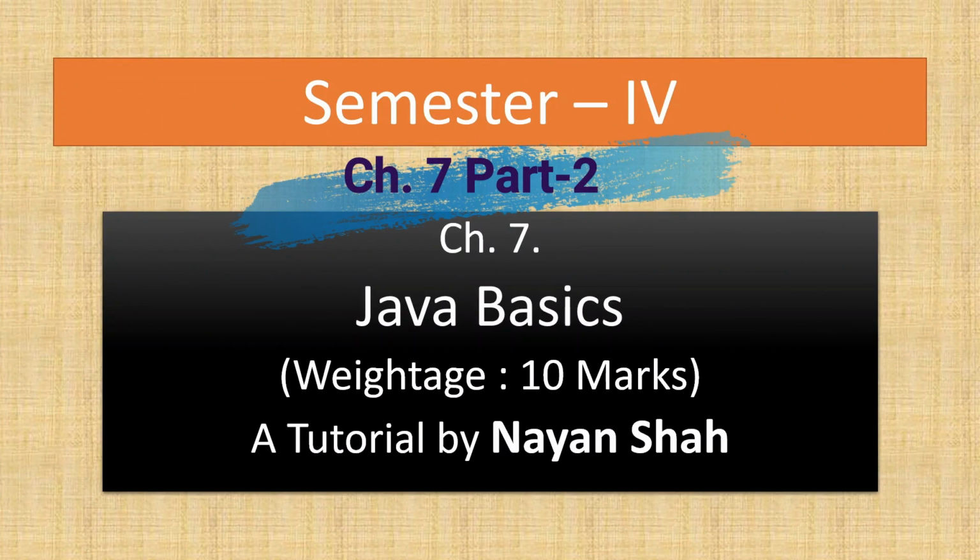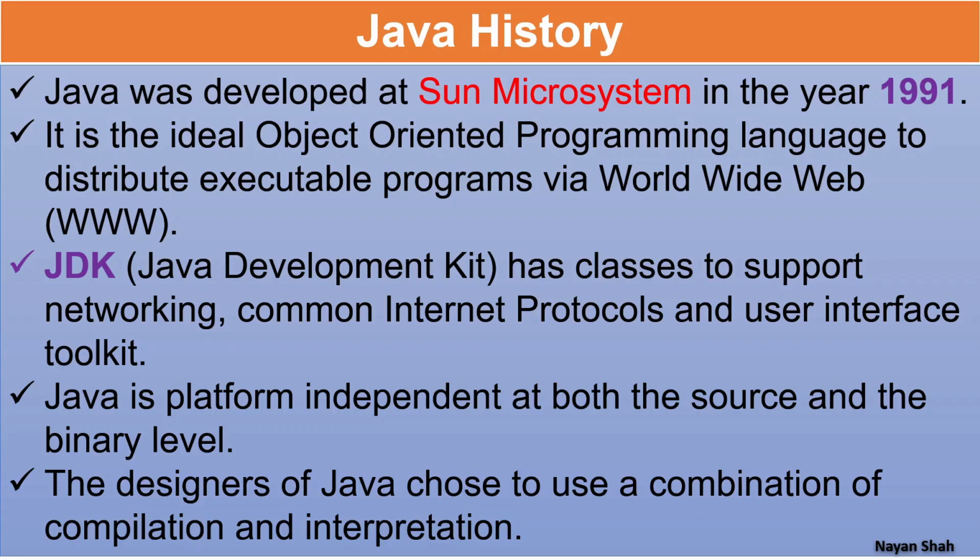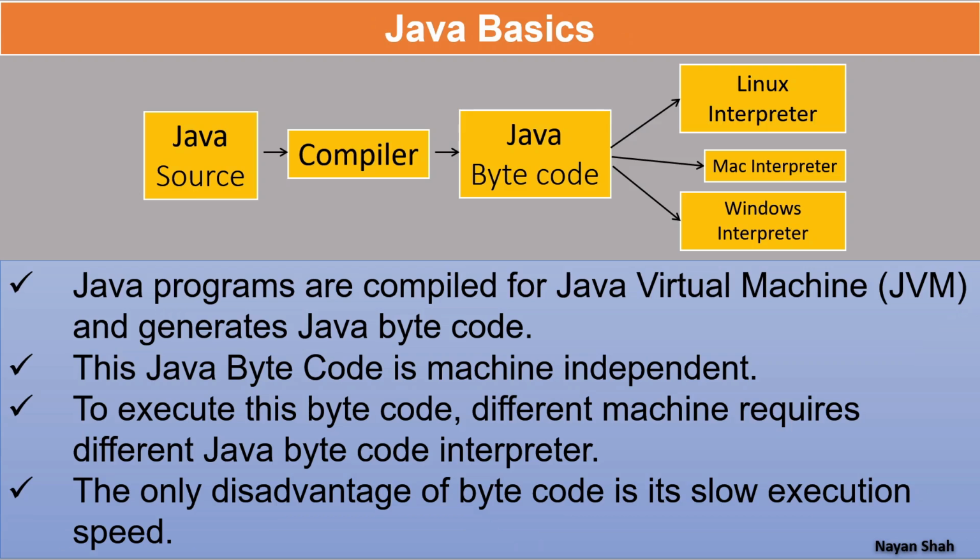Before we continue, very quickly, we will go through what we did in part 1. We discussed the history of Java. It was developed by Sun Microsystems, but now remember it is taken over by Oracle. We discussed the Java Development Kit. We saw how the compilation process of Java is done and what makes a Java program platform independent.